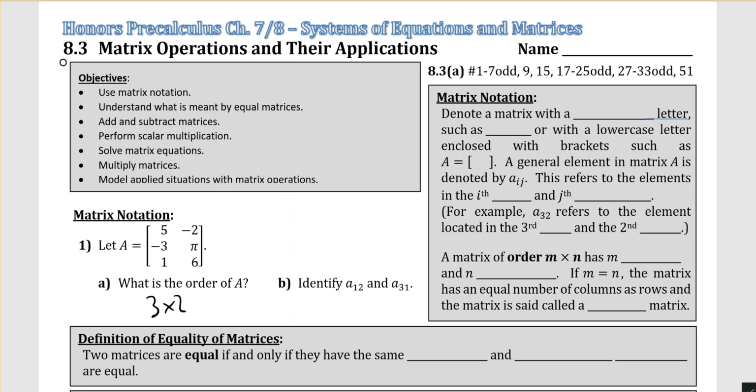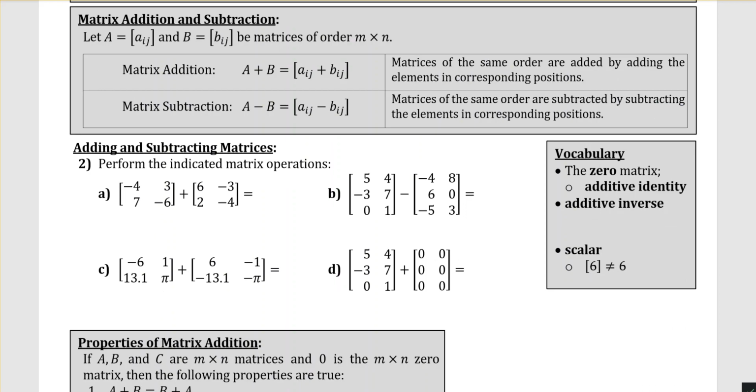And then if I have a subscript here, A sub 1, 2, or A sub 3, 1, the first number there is going to be the row, the second number is going to be the column. So A1,2 is going to be first row, second column. So we're going to be looking at that -2. And then if we look at A3,1, that's third row. So 1, 2, 3 down, and then 1 over. So we're looking at that 1. So it's a 1.